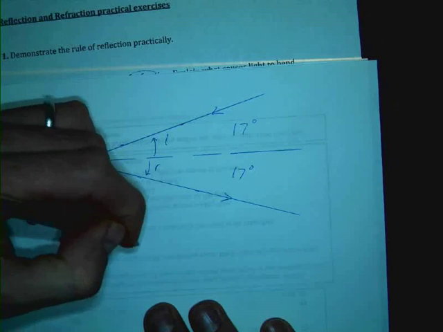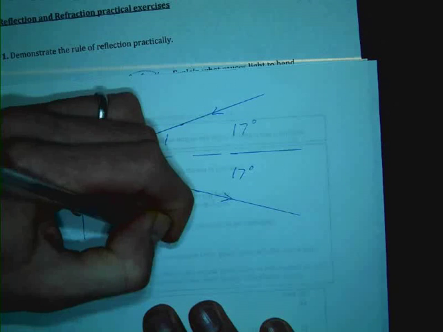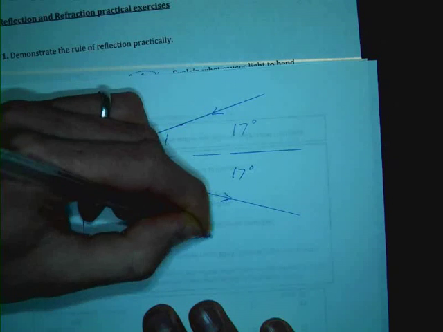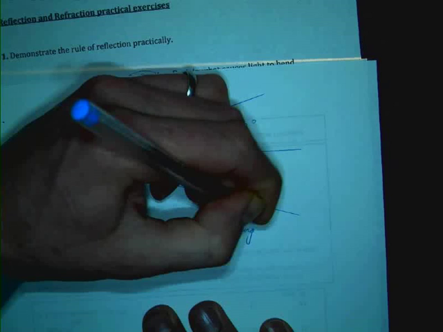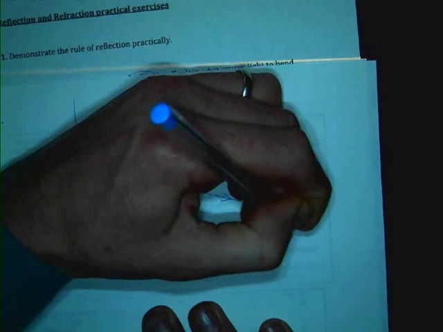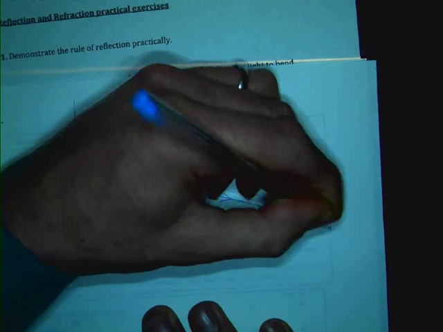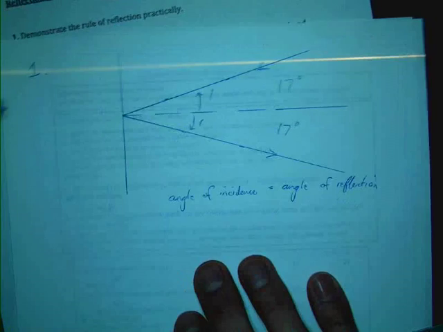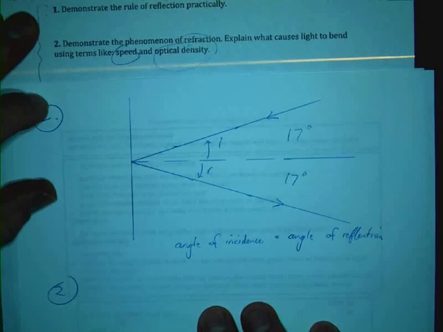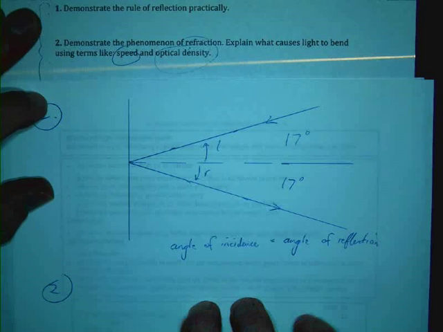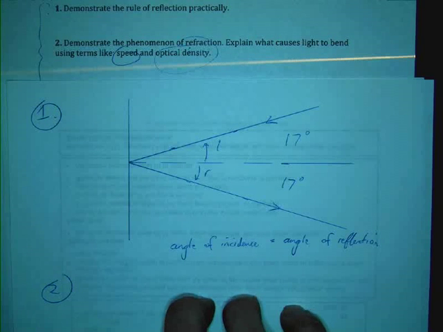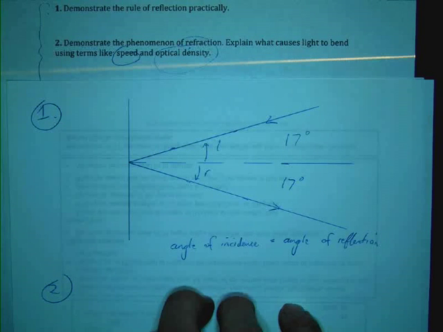So our angle of incidence equals angle of reflection. Cool. 1 down. Number 2, demonstrate the phenomenon of refraction. Explain what causes light to bend using terms like speed and optical density.